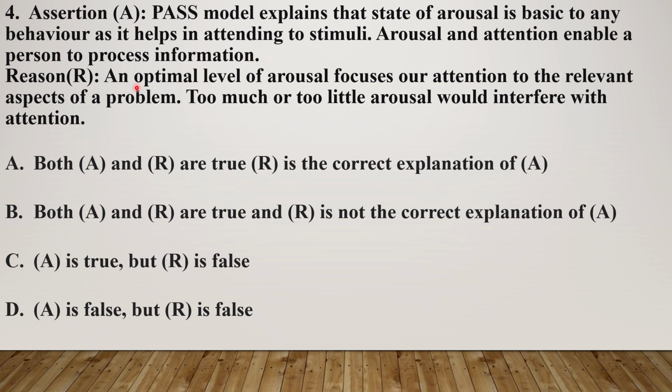The reason is: an optimal level of arousal focuses our attention on the relevant aspects of a problem. Too much or too little arousal would interfere with attention. This statement is also correct. There should be an optimal level of attention, and then only that information will go to the brain. If it is too little or too much, we will not be able to attend to a stimulus. So the answer for question number 4 will be A. That is, both A and R are correct, and R is the correct explanation of A.